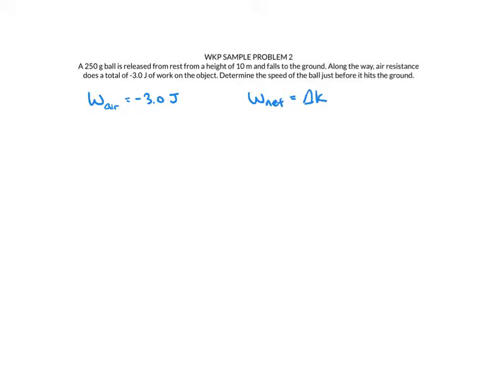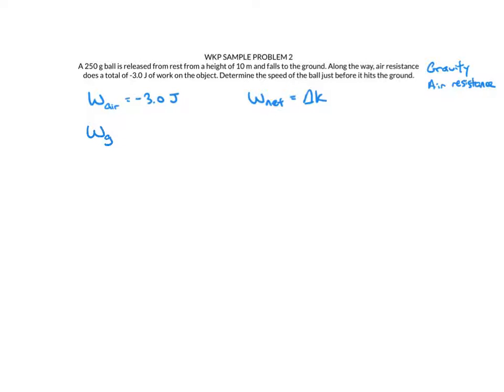Whenever you consider net work, you always have to think about what all of the forces acting on the object are. And in this case, there is gravity that's pulling it down, and then there's air resistance. Okay, so I think it's just those two, actually. So it's not going to be too long. I've already been given the work done by air resistance, so now I just have to also add the work done by gravity. I'll just start calculating it.